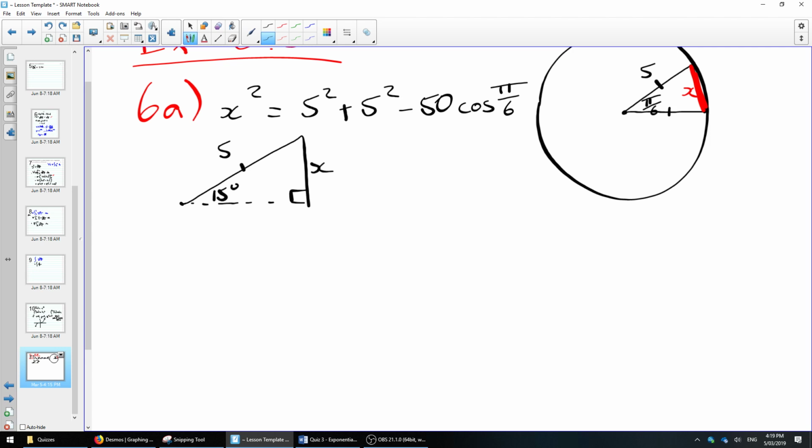Alright, so here we have sine 15 degrees equals x over 5. So x equals 5 times sine 15 degrees. And then once you've got that, you have the times of that 2, but again, degrees. Or just do pi over 12. You want to keep it in radians.